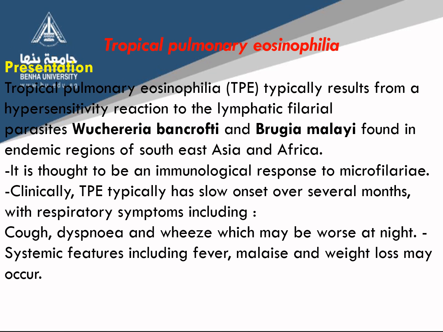Tropical pulmonary eosinophilia. Presentation. Tropical pulmonary eosinophilia typically results from a hypersensitivity reaction to the lymphatic filarial parasites Wuchereria bancrofti and Brugia malayi, found in endemic regions of Southeast Asia and Africa. It's thought to be an immunological response to microfilariae. Clinically, tropical pulmonary eosinophilia typically has a slow onset over several months, with respiratory symptoms including cough, dyspnea, and wheeze, which may be worse at night. Systemic features including fever, malaise, and weight loss may occur.